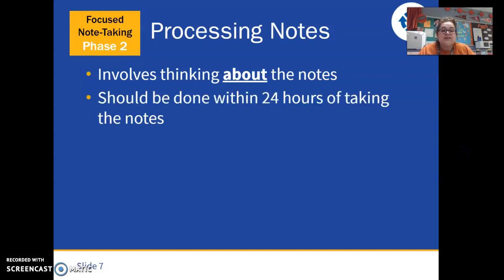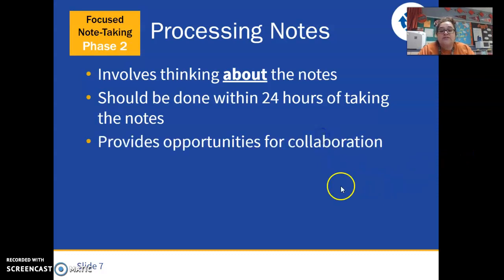I want to do this within 24 hours of taking notes. So I definitely want you to write this part down, guys. If I take notes today in class, I should be going home tonight for homework and reviewing those notes if I want them to stick to memory. It should be done within 24 hours of taking notes.